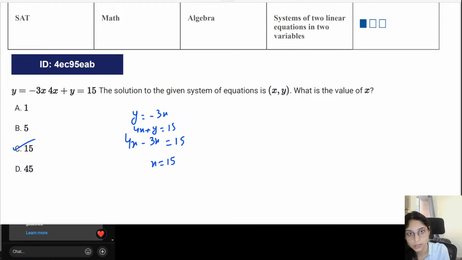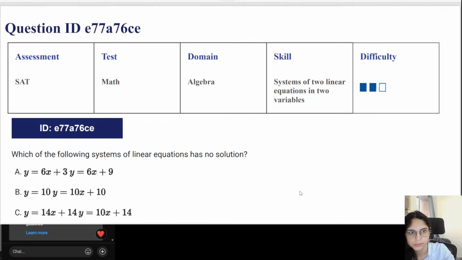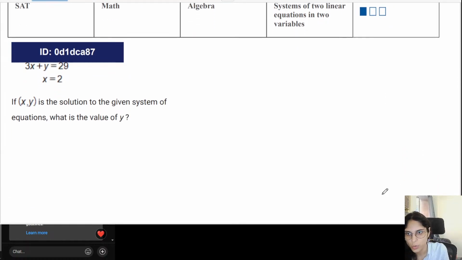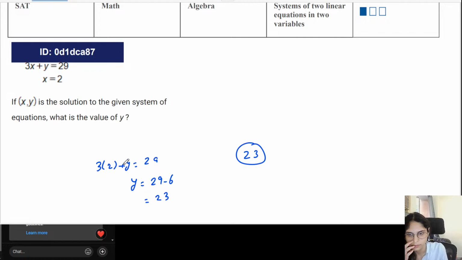So, last two questions remaining for the easy normal problems. Next is 55. The value of x is given to you as 2. You have to get the value of y. So 3 times 2 plus y is 29. Y is going to be 29 minus 6, since 3 times 2 is 6. Answer is 23. Got it?